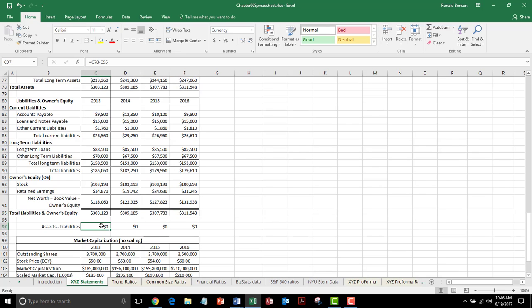Now assets always have to equal liabilities, so I always put a check on myself. C78 minus C95. Here's C95, here's C78. If you subtract the 2, it should come out to 0. If they're equal, they'll come out to 0, which they do.